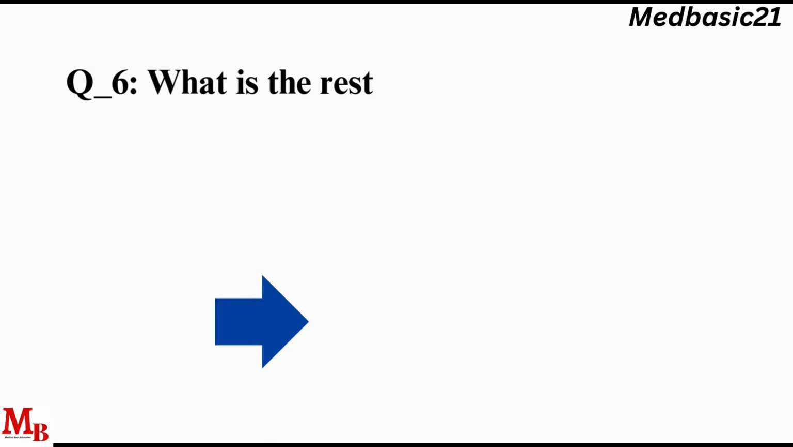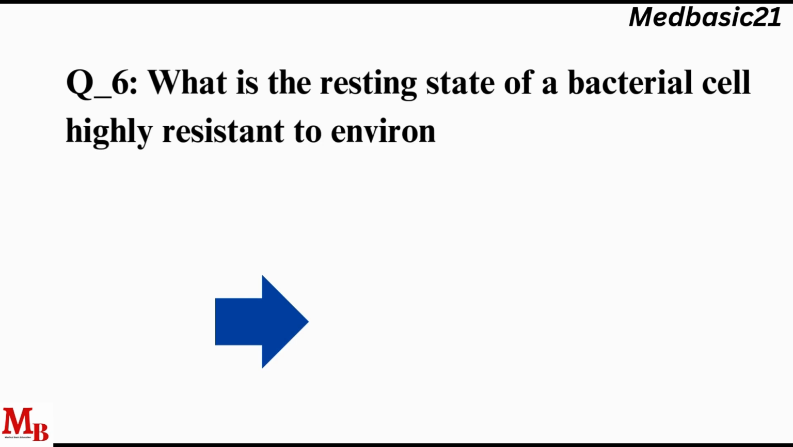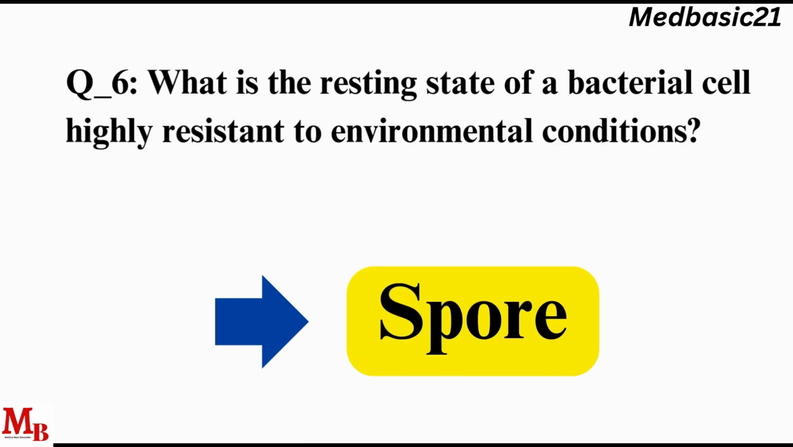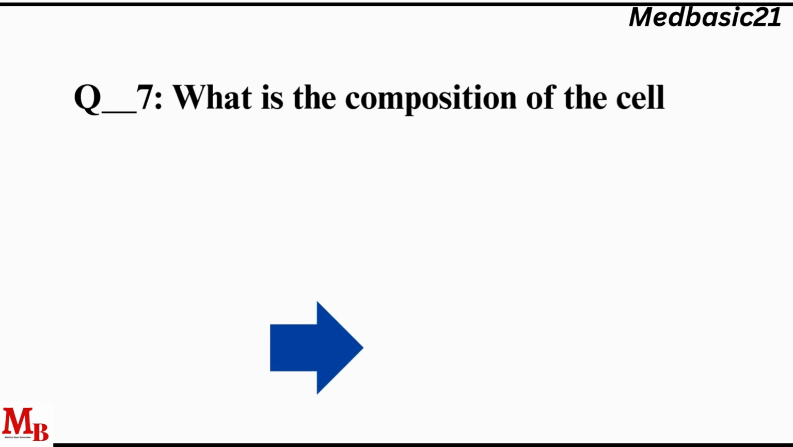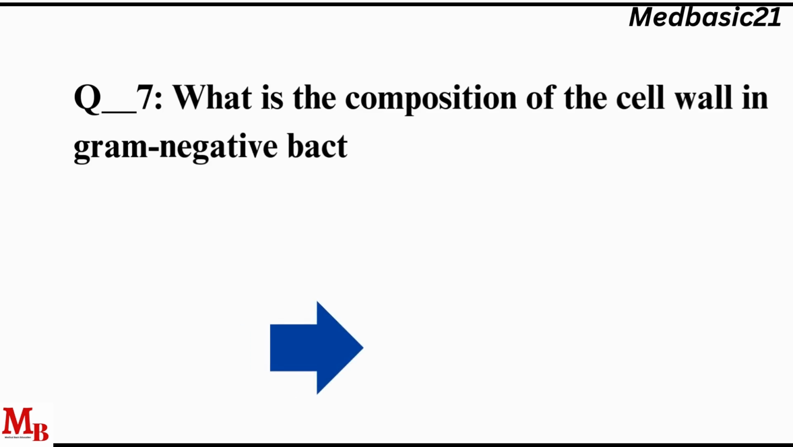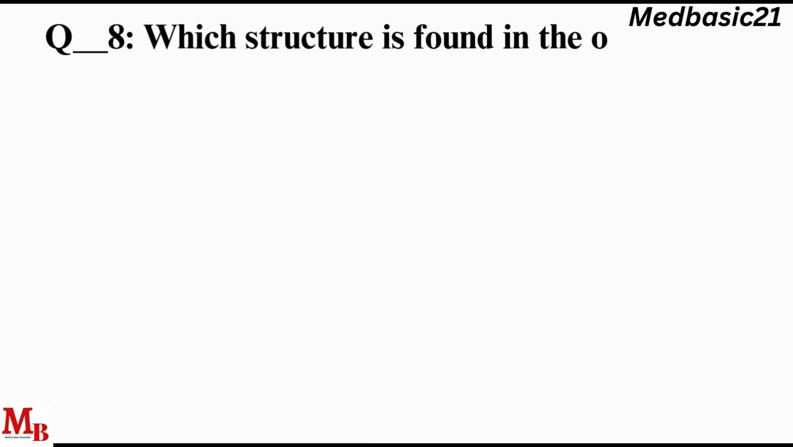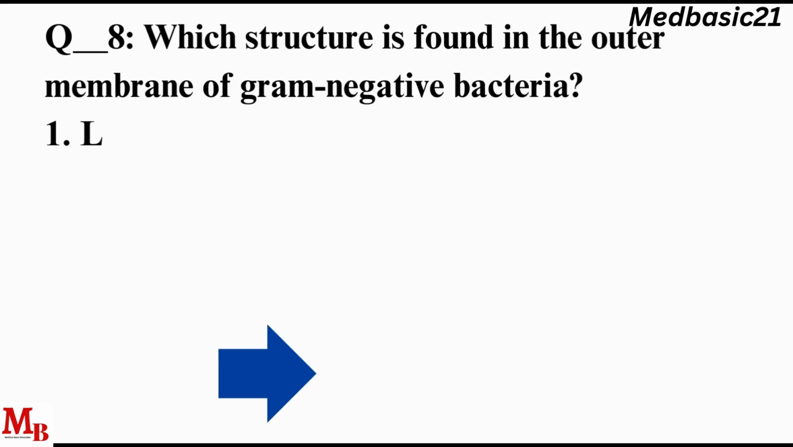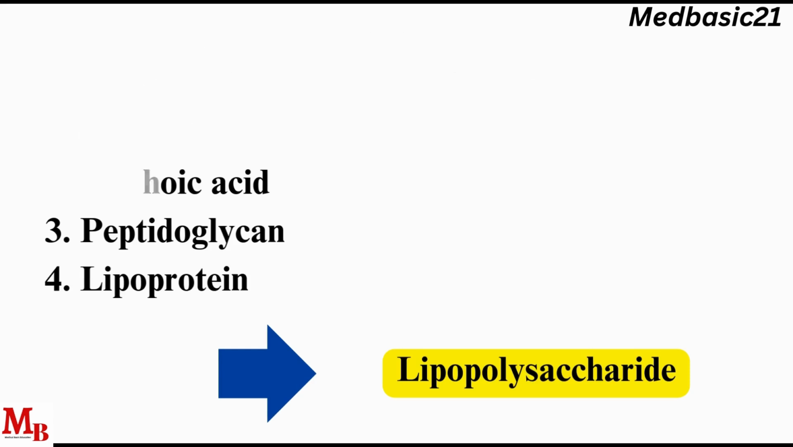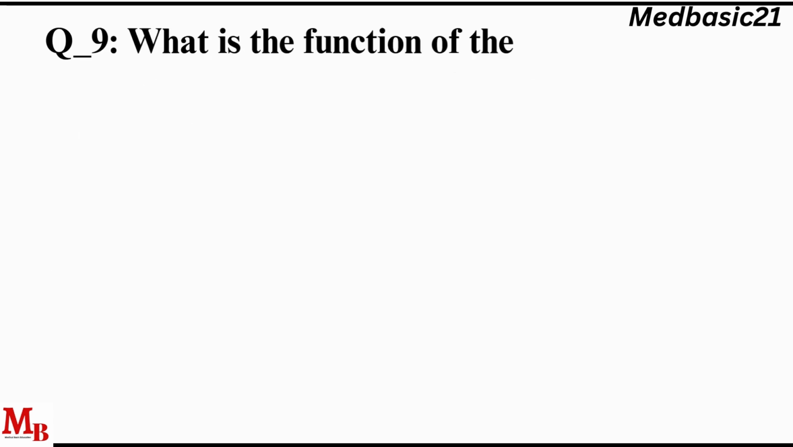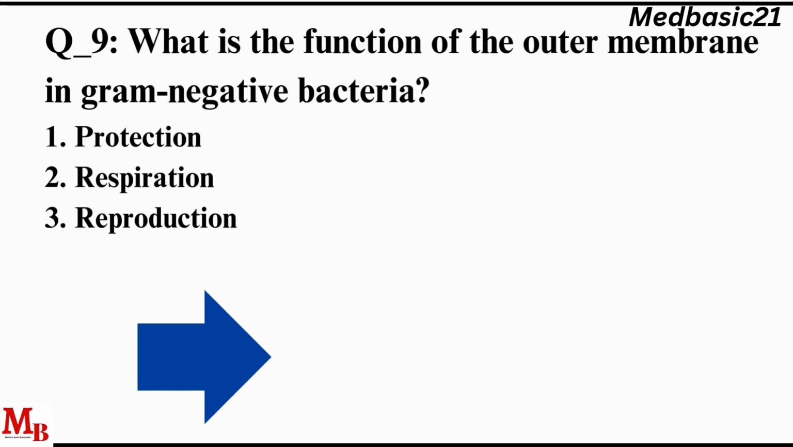What is the resting state of a bacterial cell highly resistant to environmental conditions? Answer: spore. What is the composition of the cell wall in gram-negative bacteria? Answer: peptidoglycan. Which structure is found in the outer membrane of gram-negative bacteria? Answer: lipopolysaccharide. What is the function of the outer membrane in gram-negative bacteria? Answer: protection.